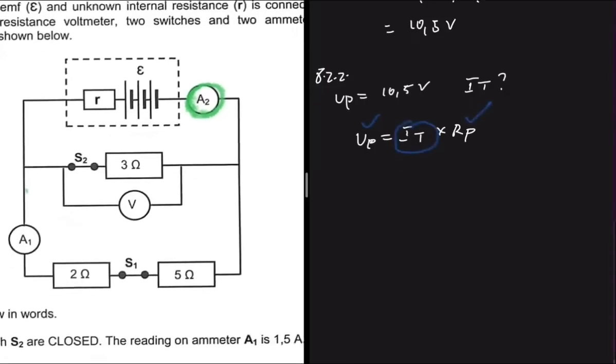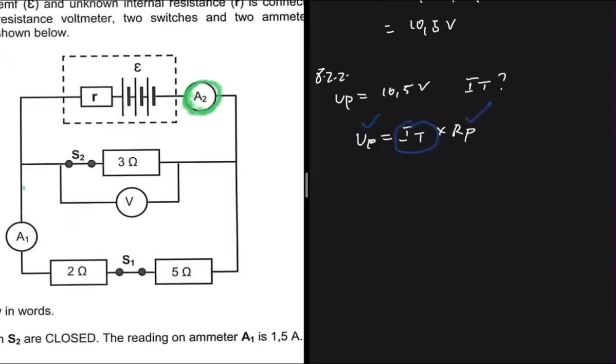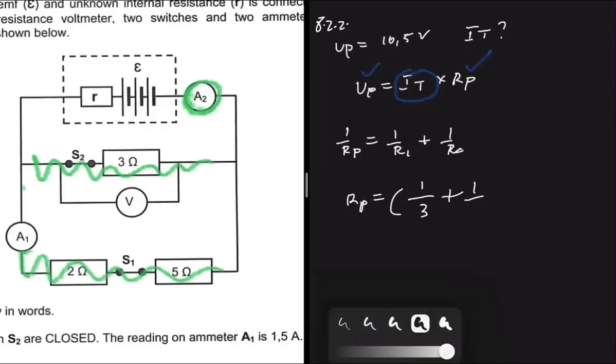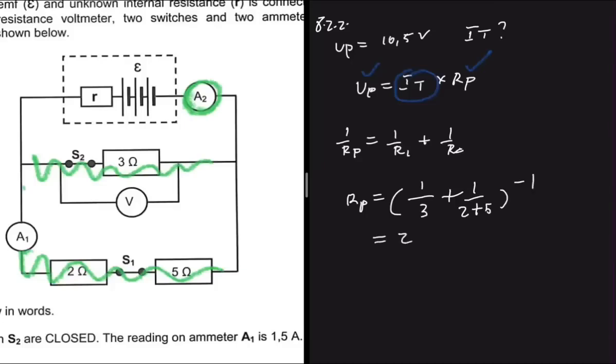So let's go ahead and find the resistance in parallel. We can say that 1 divided by RP is equals to 1 divided by R1 plus 1 divided by R2. So RP is equals to 1 divided by the total resistance on this path, which is 3 ohms, right? Plus 1 divided by the total resistance on this path, which is 2 plus 5. So we're supposed to have 2 plus 5 here to the power minus 1. And then if you put that in your calculator, you're going to get 2.1 ohms, right? So now we have RP.